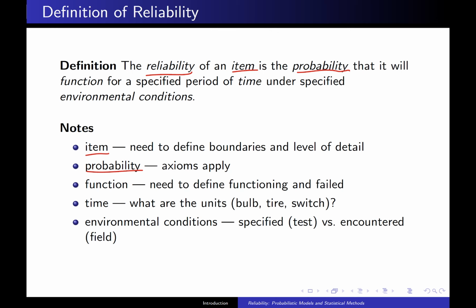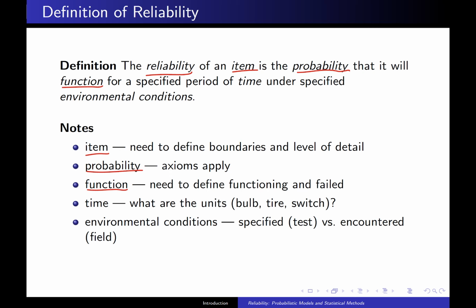Back to the definition, the reliability of an item is the probability that it will function. So when you define functioning, you have to also define the failed state. This is easy for a light bulb because if the light bulb is burning, you say the light bulb is functioning. When the light bulb burns out, you say the light bulb has failed.